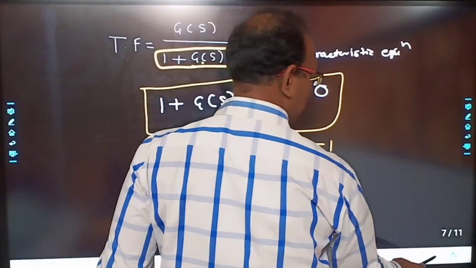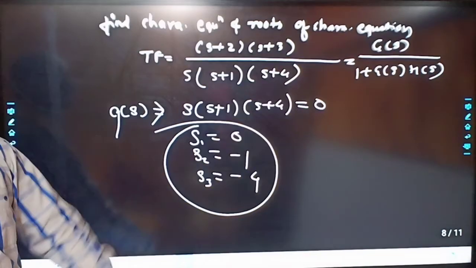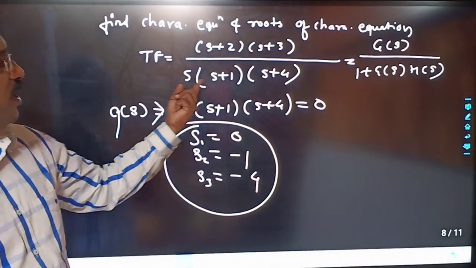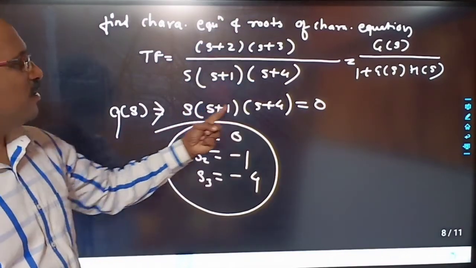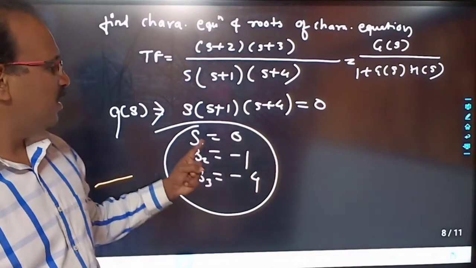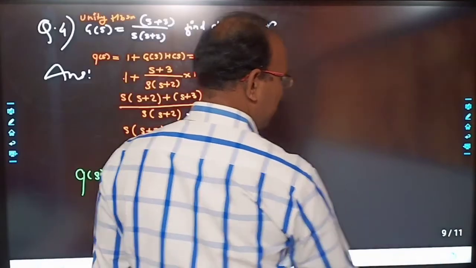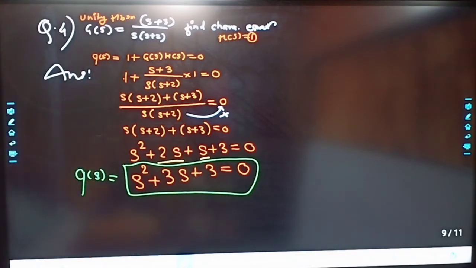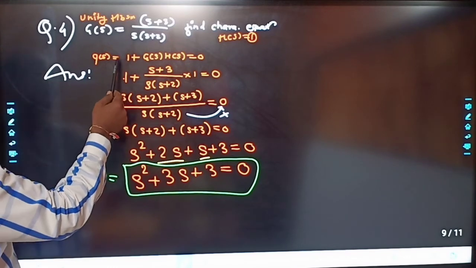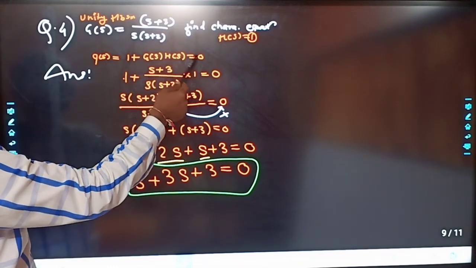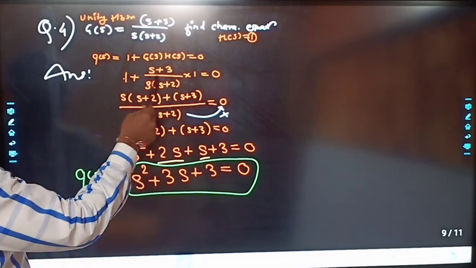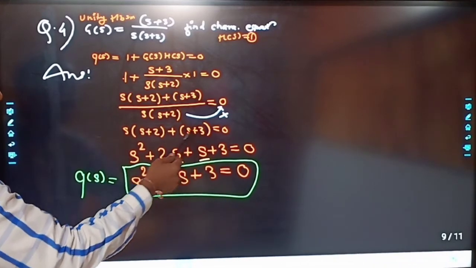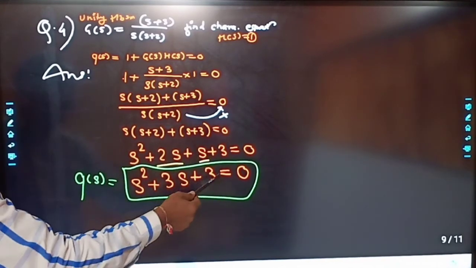Now using the characteristic equation, we can solve problems: find the characteristic equation and the roots of the characteristic equation. Suppose this is the thing, this should be 1 plus something. If we write this equal to 0, taking the numerator, we get the roots of the system. Now next we consider one more example where only G of s is given. Then the characteristic equation is 1 plus G of s into H of s equal to 0. If we substitute that and multiply, this will be the equation. Just simplify that and it is written over here.